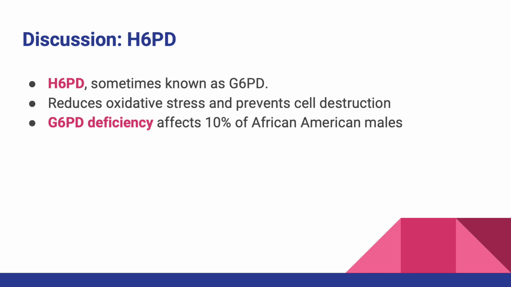Okay, so the next gene that I looked at was H6PD, which is an enzyme that's really important to reducing oxidative stress and preventing cell destruction. So past findings have shown that this G6PD deficiency affects about 10% of African American males. So again, in simple terms, having a G6PD enzyme deficiency may put African American populations at a higher risk for developing severe symptoms due to COVID-19. And of course, this may be a plausible explanation as to why African American populations seem to be harder hit by COVID-19, with higher death rates 3 to 6 times higher compared to other races.